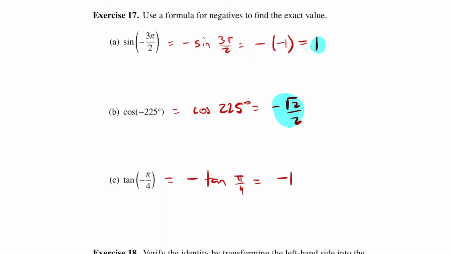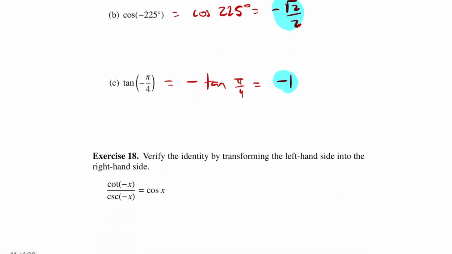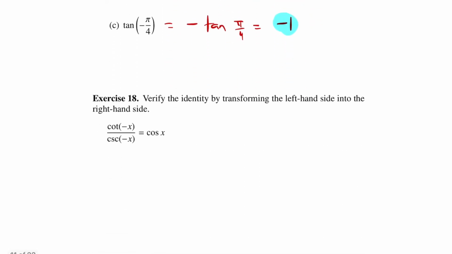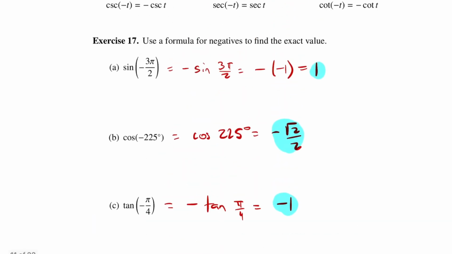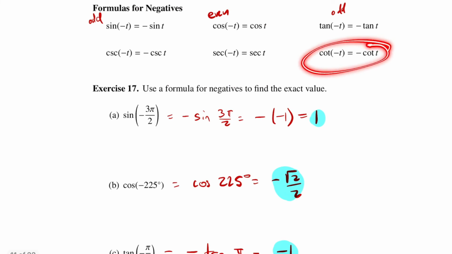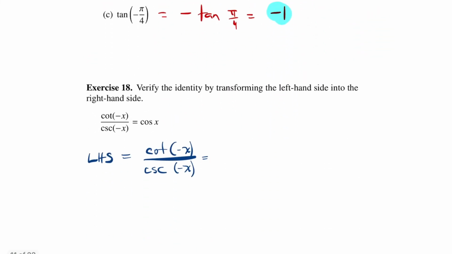So now we're verifying identities. So let's start with the left-hand side again. LHS, left-hand side, is equal to cotangent of negative x over cosecant of negative x. Well, both of these functions are odd functions. If you look up here, cotangent is odd and cosecant is odd, so we can pull out the negatives. So this is going to be equal to negative cotangent of x over negative cosecant of x.